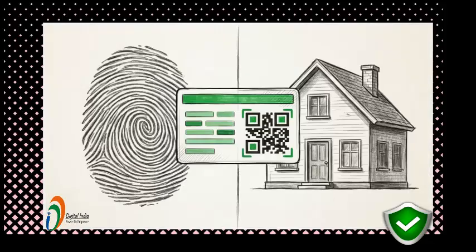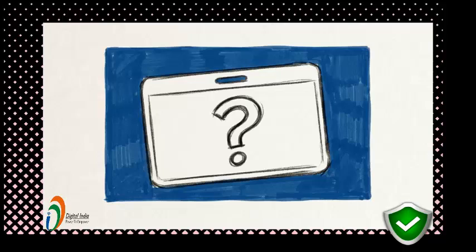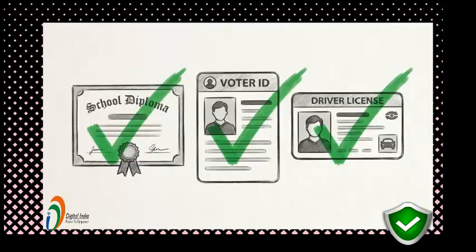Moving to the document section, you can easily select your Aadhaar card from the drop-down menu to serve as both your proof of identity and your proof of address. But notice the proof of date of birth section. A recent rule change means Aadhaar is completely gone from this list. You must select a secondary document here to prove your age. A 10th grade mark sheet, a voter ID, or a driving license are all perfectly acceptable alternatives.